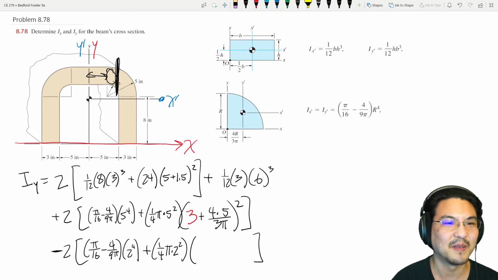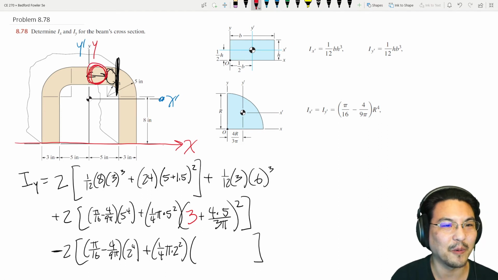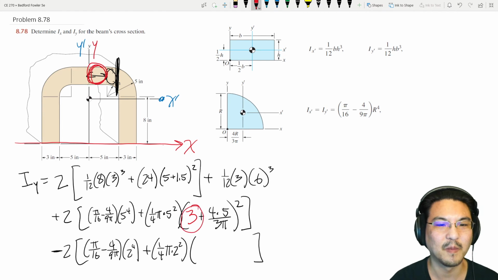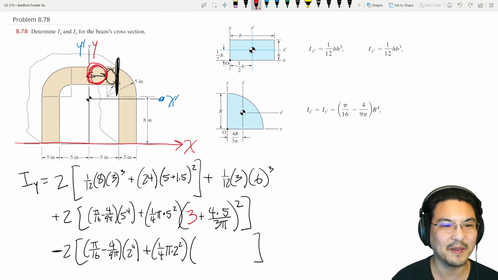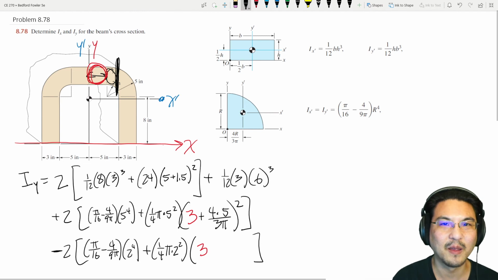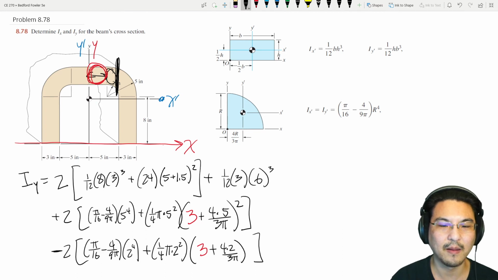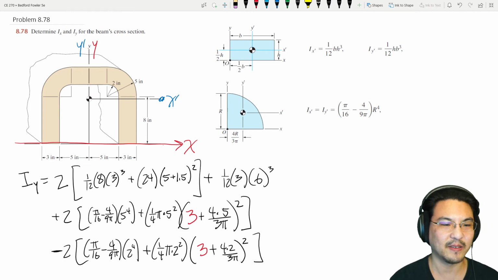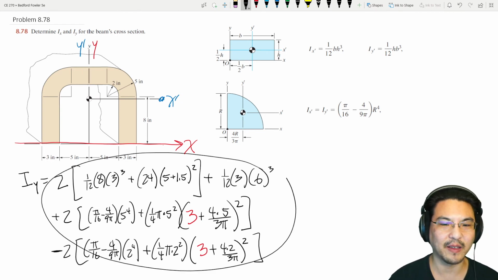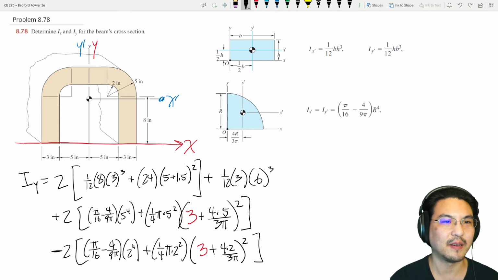in the x direction, here to here is only 3. 3 plus 4r over 3 pi, and then over here, 3 plus 4r over 3 pi squared. Okay, so this will be Iy about this y-axis, which is the same as this y-axis. So this is exactly the same.